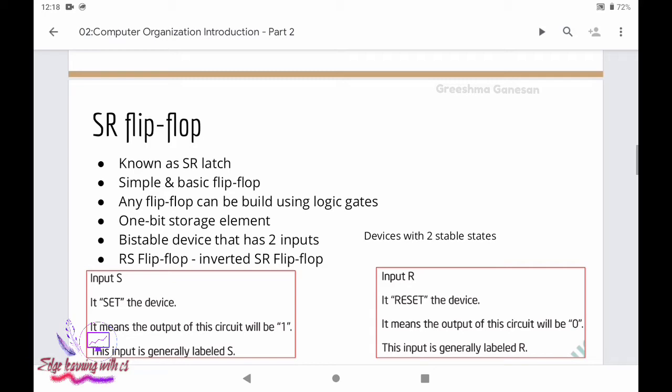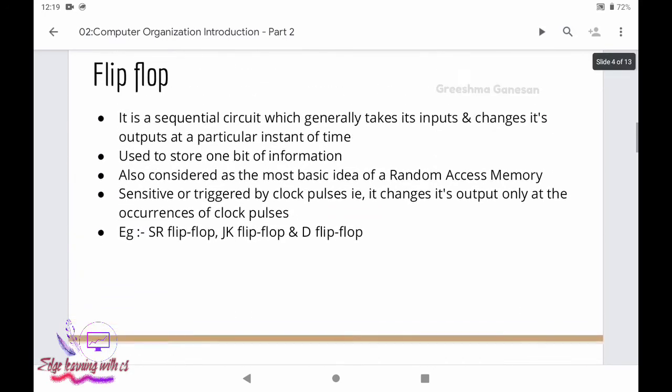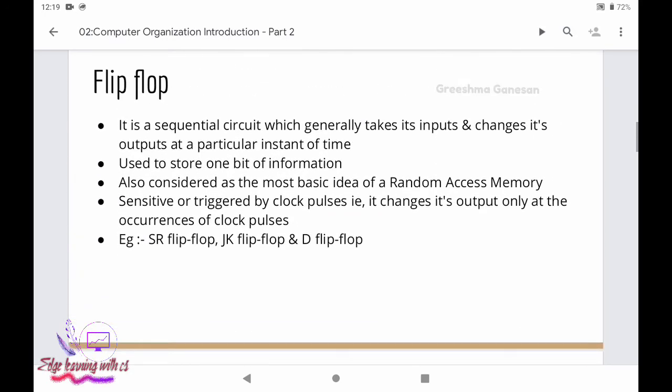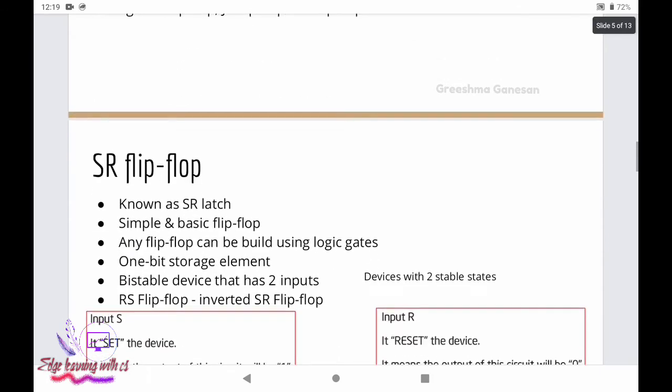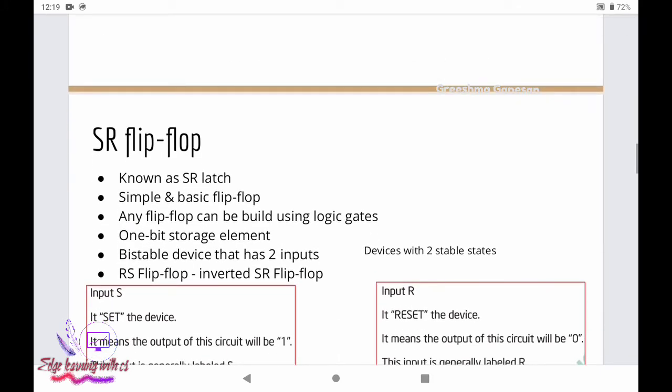Any flip-flop can be built using logic gates, so we use logic gates to make the flip-flop. The SR flip-flop is a 1-bit storage element, in the same way as we have already referred to, used to store 1 bit of information. The same points apply here. Then one extra point is that it is a bistable device that has 2 inputs.